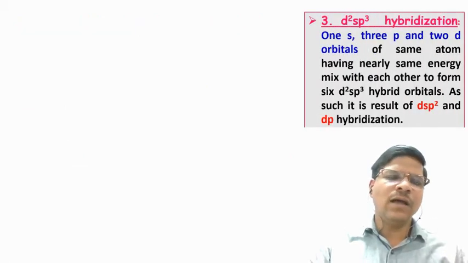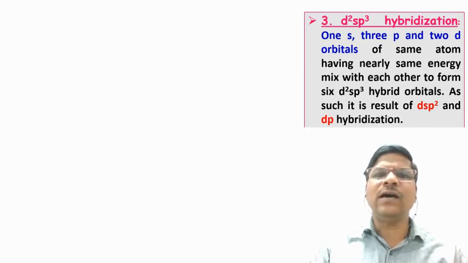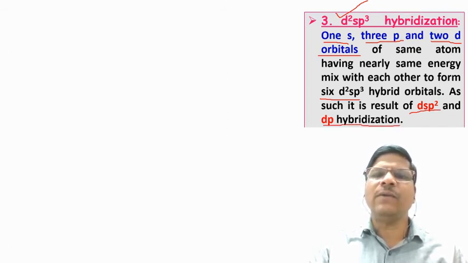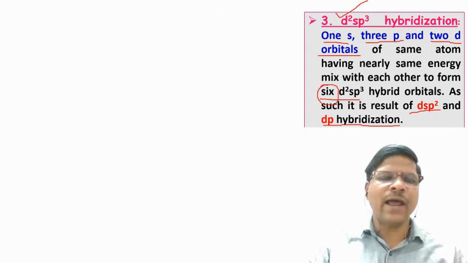Okay, so the third example that we also see is the d2sp3 hybridization. The name itself indicates that one s orbital, 3 p orbitals and 2 d atomic orbitals are involved in the hybridization, and we get the 6 d2sp3 hybrid orbitals. But this is the result of two types of hybridization. One is dsp2 hybridization and another is dp hybridization. Mixing of these two types of hybrid atomic orbitals will lead to the formation of 6 hybrid atomic orbitals.